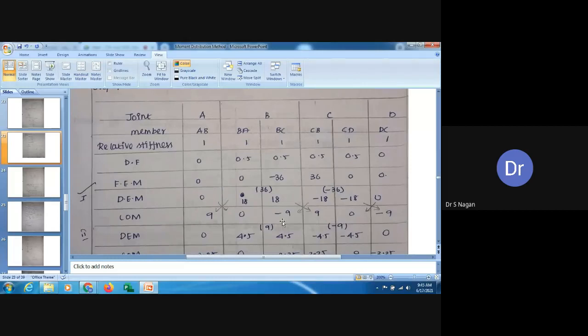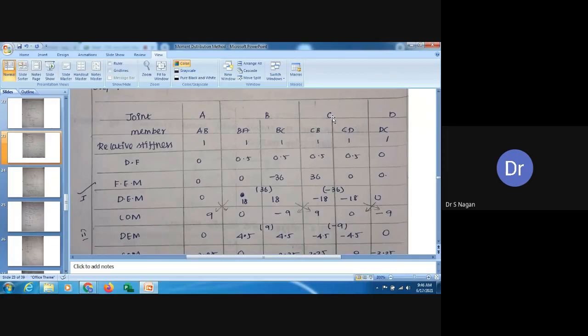So here also students will get a mindset that we will always be getting half the value here. That should also be made clear. Since we have distribution factor 0.5 here, we are getting the same values. Sometimes you may have distribution factors of 0.6 and 0.4, or 0.57 and 0.43, or 0.36 and 0.64. So depending upon the distribution factor, this balancing moment needs to be multiplied by the corresponding distribution factor. So 9 multiplied by 0.5 is 4.5. This 9 multiplied by 0.5 is 4.5.